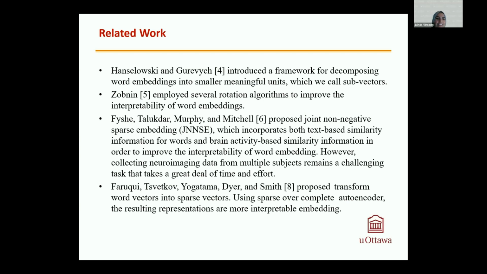Okay, sorry. So they introduced text-based similarity and brain activity to improve the interpretability of word embedding. However, this technique is very challenging because it needs a great deal of time and effort. And Farouqi proposed to transform word vectors into sparse vectors. They use an over-complete sparse autoencoder, and they transform the dense word vectors to sparse word vectors in a way that improves the interpretability of word embeddings.